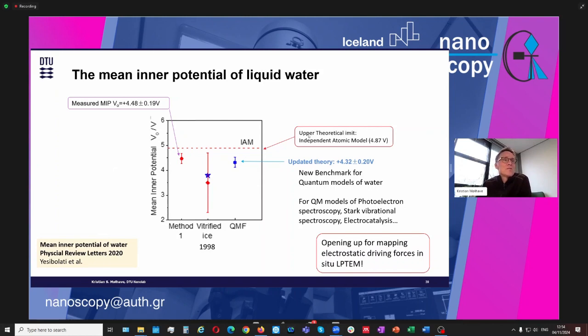And it's also nice to see that it's just below what's called the independent atomic model, which sets an upper theoretical limit of the value we should get. So not only do we do something that we can now use for holography, but it's also helping theoreticians modeling lots of other systems where you have electron emission from water.